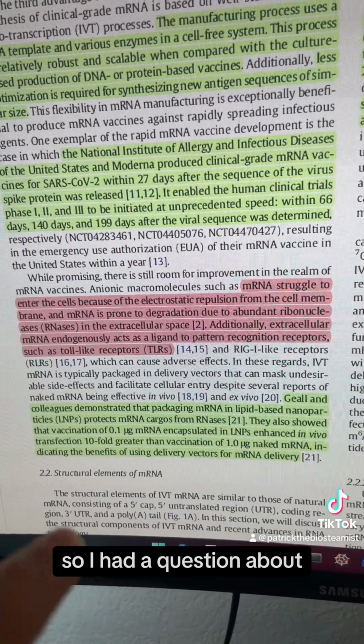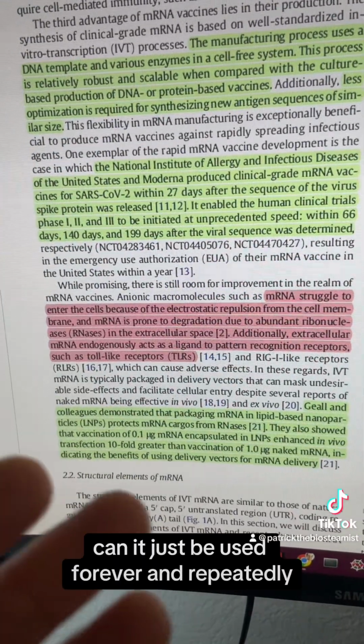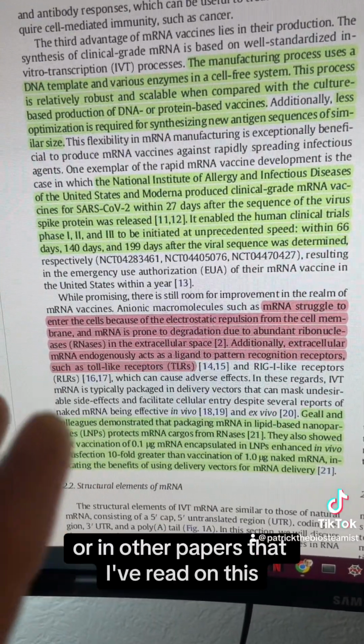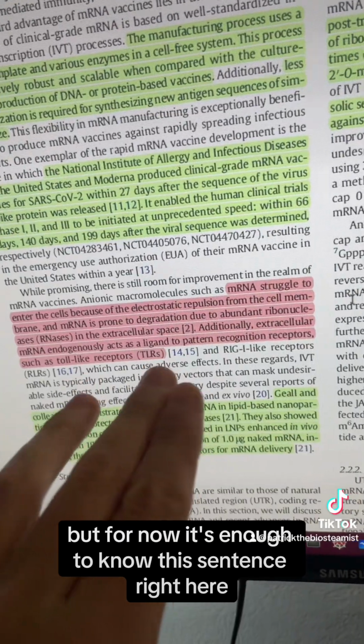So I had a question about how does mRNA get degraded? Can it just be used forever and repeatedly? I'll cover this more in other papers that I've read on this. But for now, it's enough to know this sentence right here.